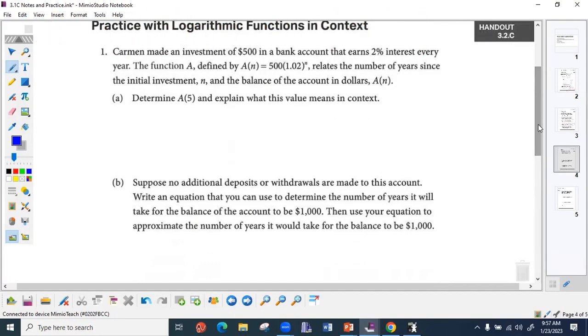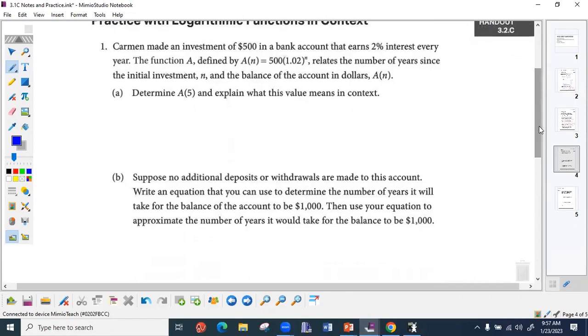You have Carmen here, and Carmen made an investment of $500 in a bank account that earns 2% interest every year. Okay? So notice when Carmen's equation was created, the 500 was her initial amount, right? Her growth rate is an increase, so therefore it was 100% plus 2%, right? That's 102%.